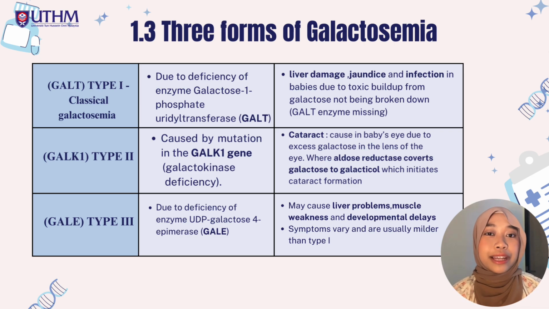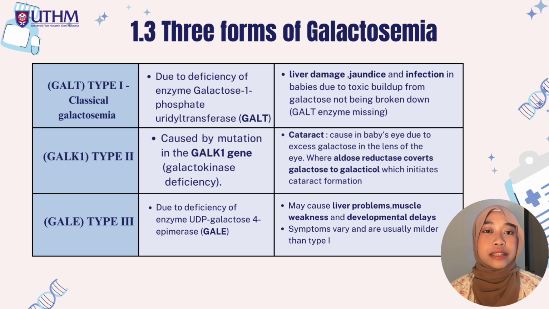Next, in type 2 galactosemia, the body lacks the galactokinase enzyme due to a GALK1 gene mutation. This type is generally less severe than type 1, but it can still cause cataracts in babies. This happens because excess galactose is converted to galactitol, which builds up in the eye lens and causes cloudiness.